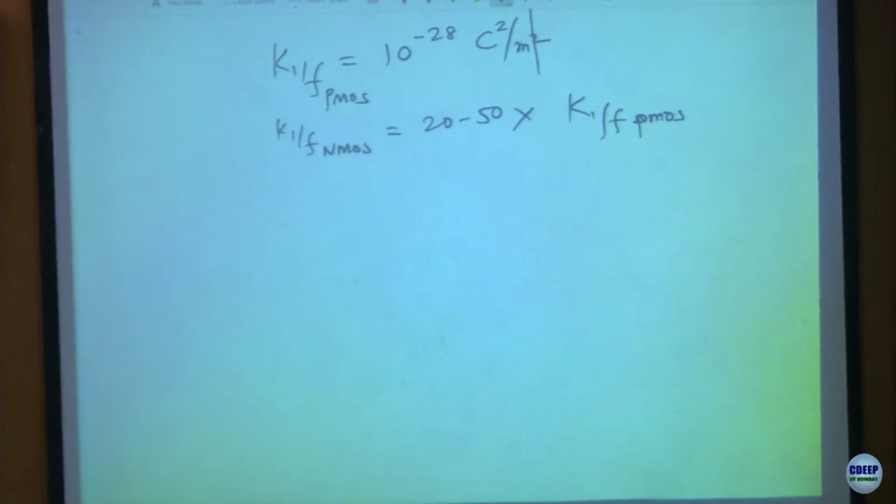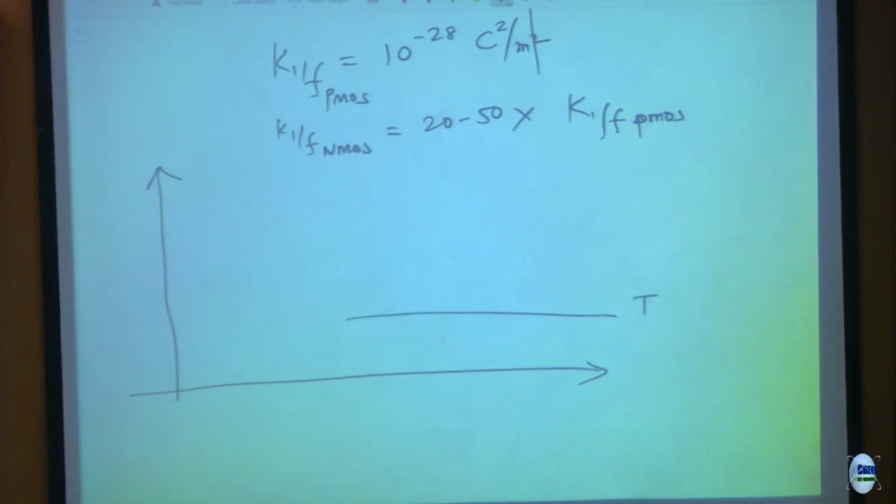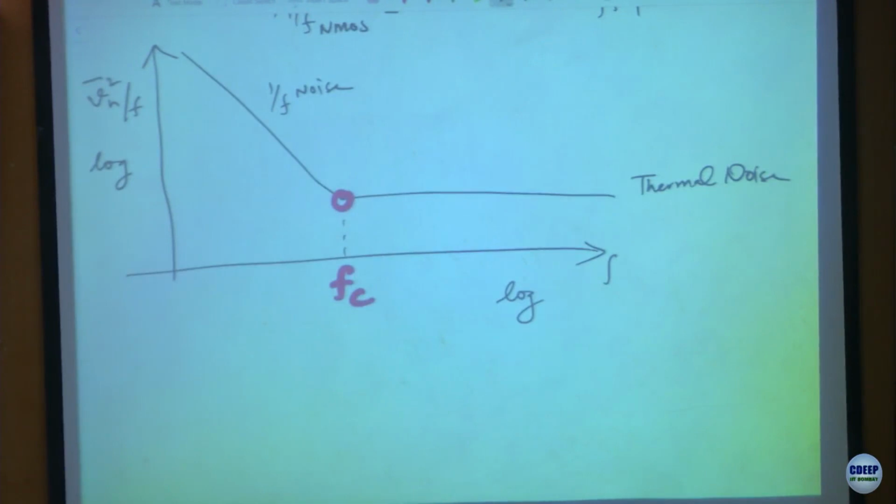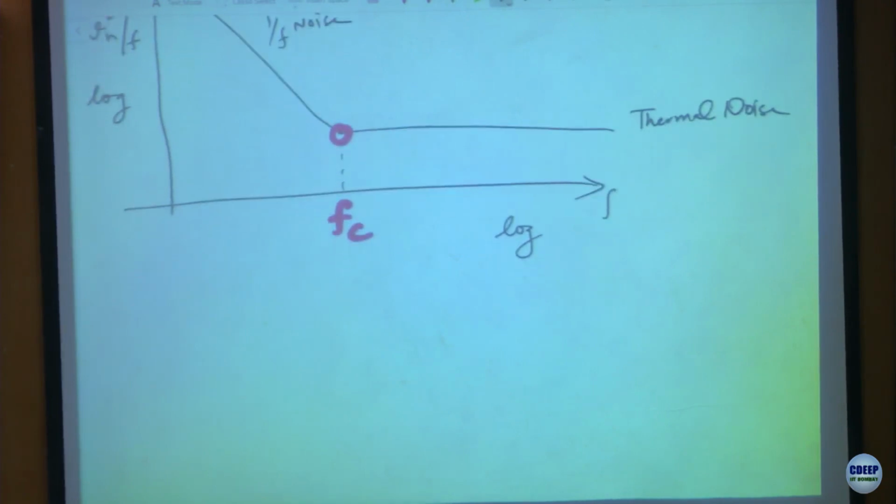Okay, so when we plot the 1/f noise, it's going to look like this. So this is our thermal noise of the device, and then you will see a plot that looks like this, which is 1/f noise. And what are we plotting? Vn square divided by f in log scale, and this is also in log scale f. Okay, the point at which they meet, this particular point, right here, that is called fc or corner frequency. So at fc, the value of 1/f noise is equal to thermal noise. So let's write the value, flicker noise corner.